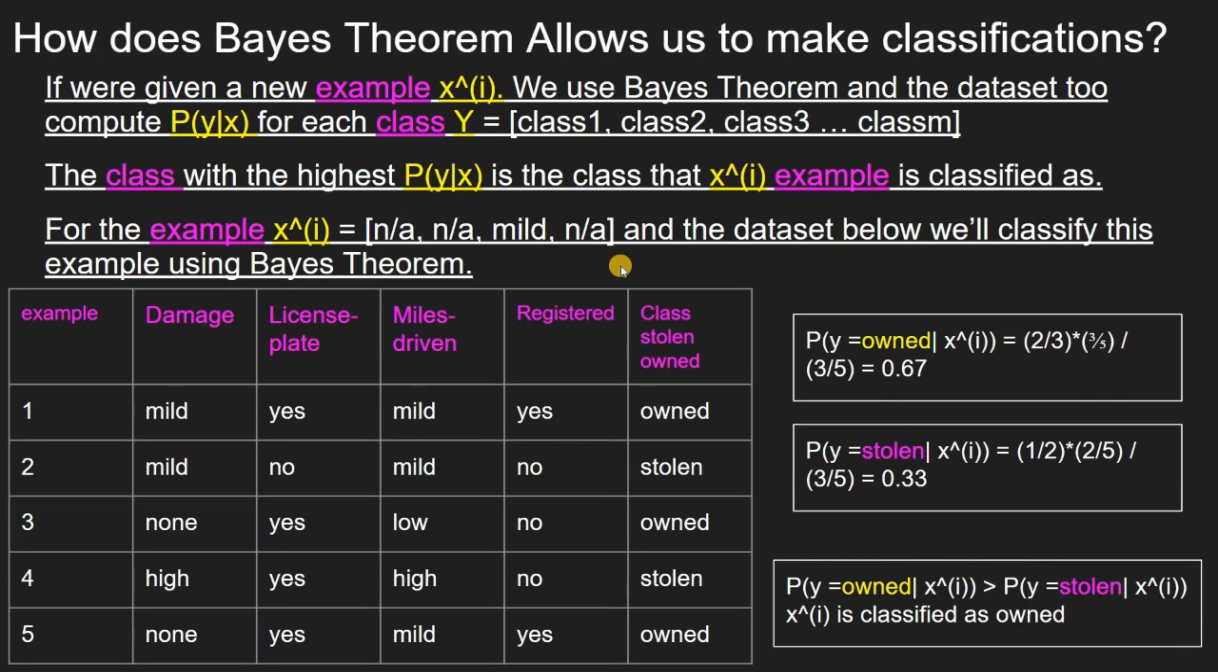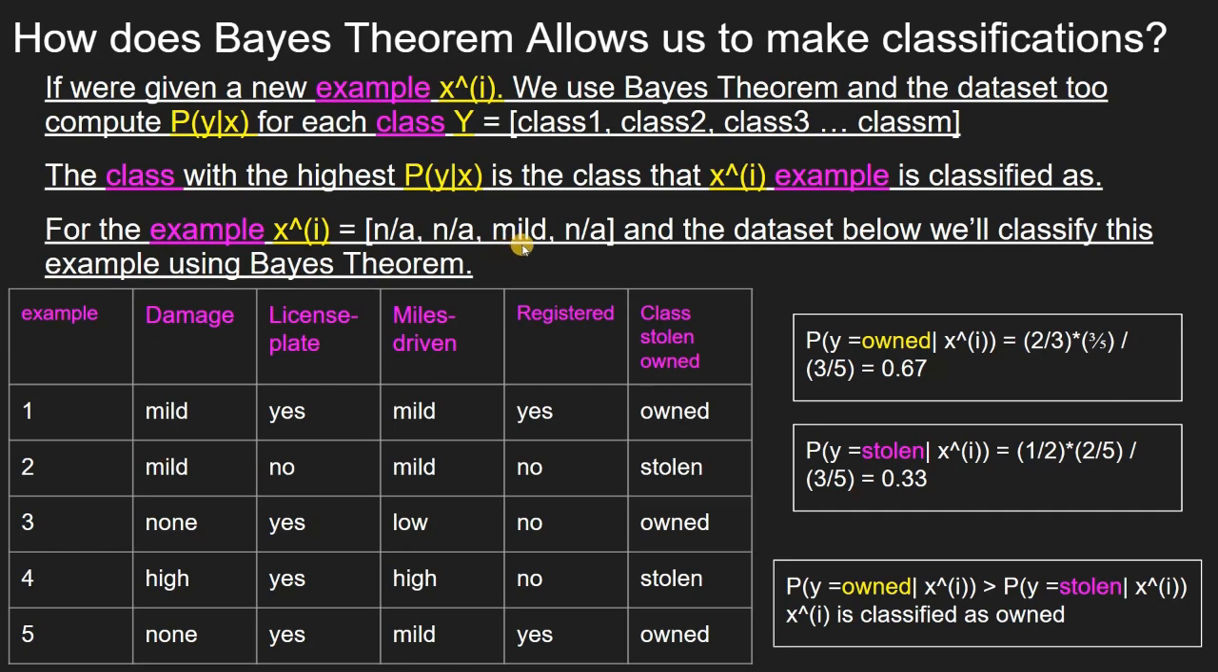All right, so how does Bayes theorem allow us to make classifications? If we're given a new example x of i, we use Bayes theorem and the data set to compute the probability of y conditioned with x for each class. So we would compute the probability of y equaling class 1 conditioned with x of i, the probability of y equaling class 2 conditioned with x of i, all the way to the probability of y equaling class m conditioned with x of i. And then we would choose the class with the highest probability of y conditioned with x of i, and that's going to be the class that our example x of i is going to be classified as.